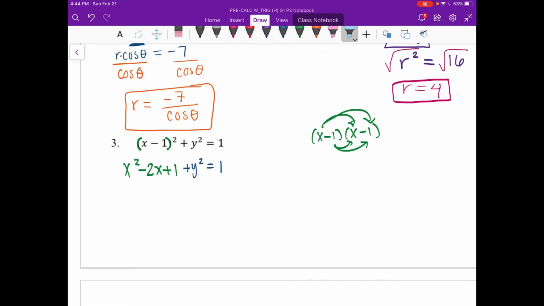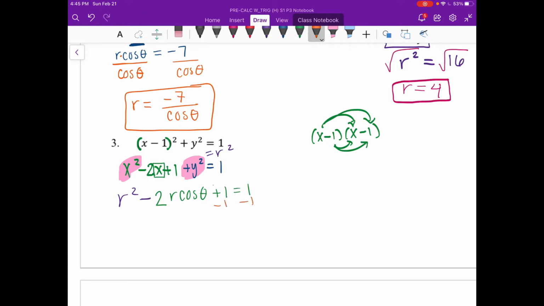Here's where you need to get creative or rearrange it if you want. We know that x squared plus y squared is going to equal r squared, right? So I can actually get rid of those and just say r squared minus the x I can replace with r cosine theta. So I'm going to say minus 2r cosine theta. And I still have the plus 1 there. So plus 1 equals 1.